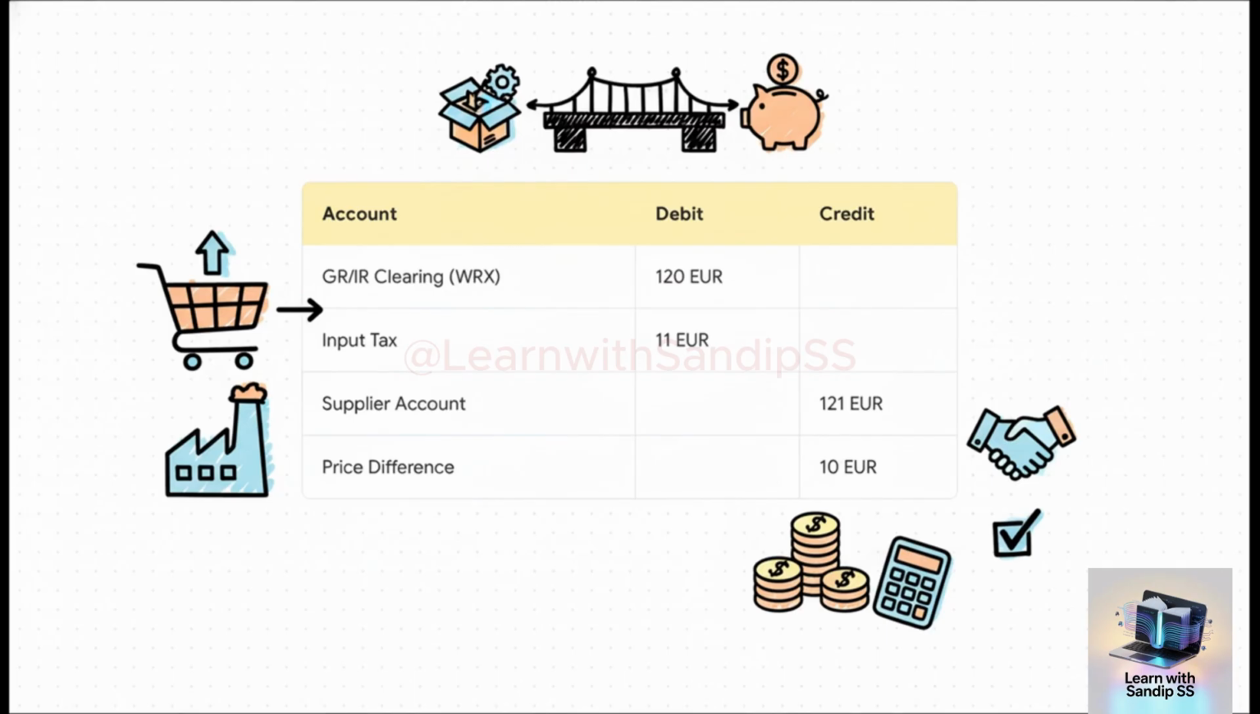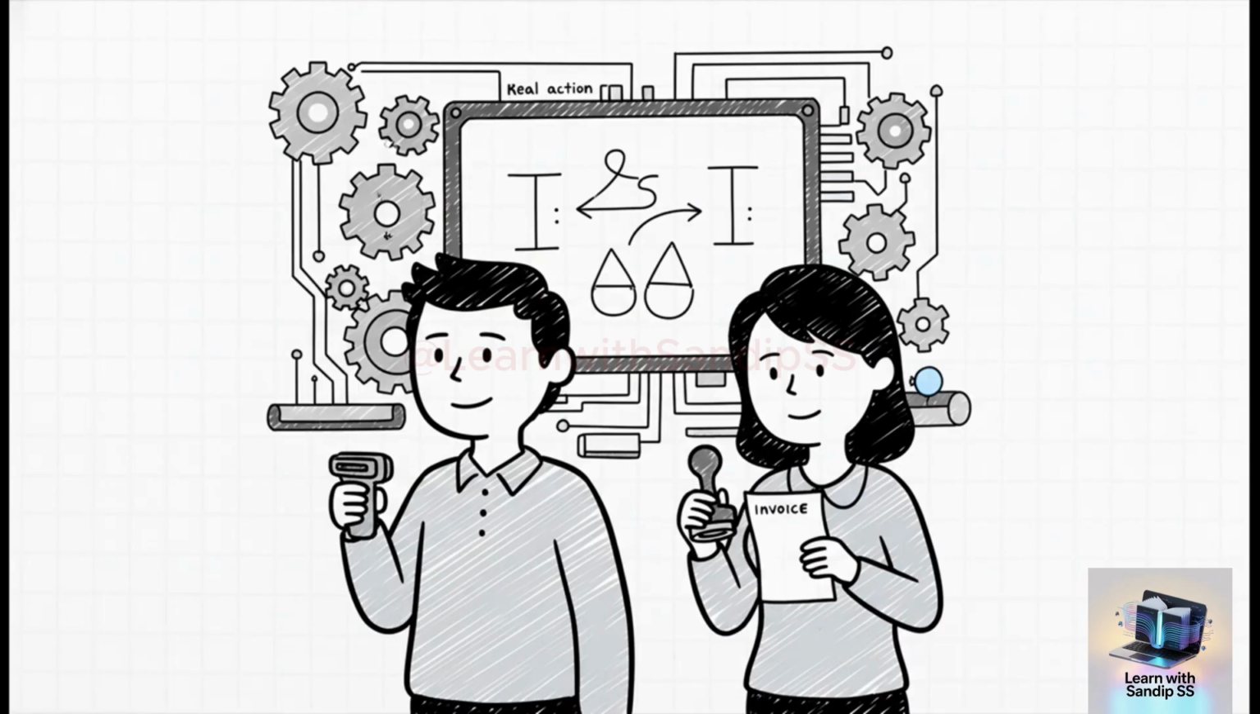On the debit side, we've got 120 for the GR/IR clearing and 11 for tax. That's 131 euros. On the credit side, we've got 121 for the supplier and 10 for the price difference, also 131 euros. The GR/IR account is now clear, the supplier is all set to be paid, and every single variance is perfectly accounted for. And this is the most crucial point of all.